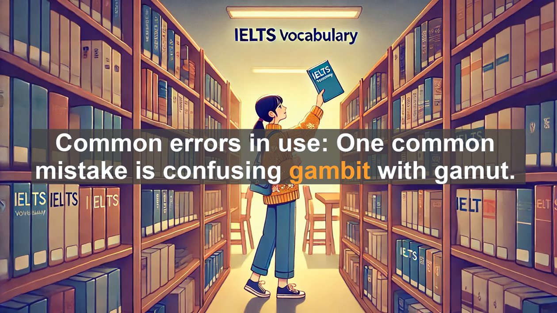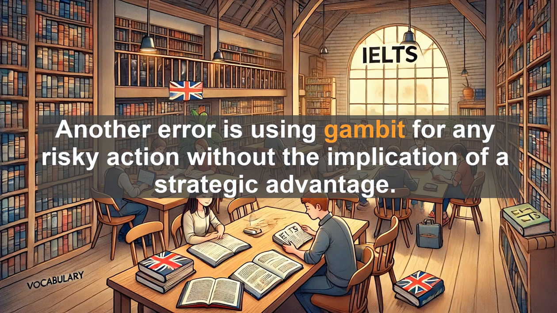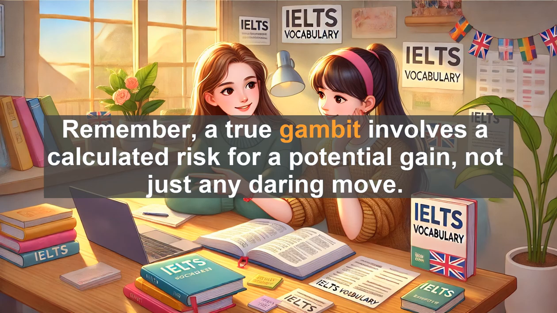Common errors in use. One common mistake is confusing gambit with gamut. While a gambit is a strategic move, gamut refers to the entire range or scope of something. Another error is using gambit for any risky action without the implication of a strategic advantage. Remember, a true gambit involves a calculated risk for a potential gain, not just any daring move.